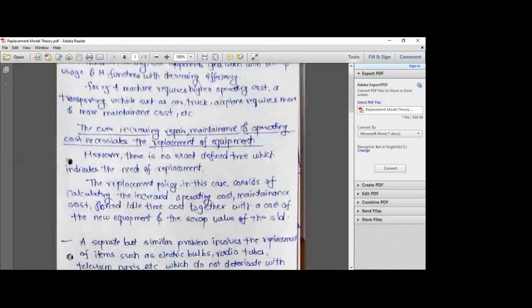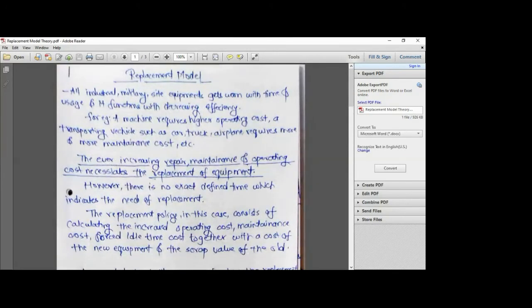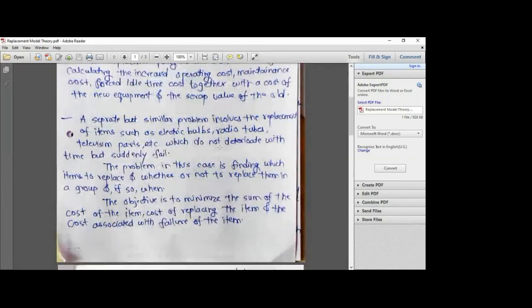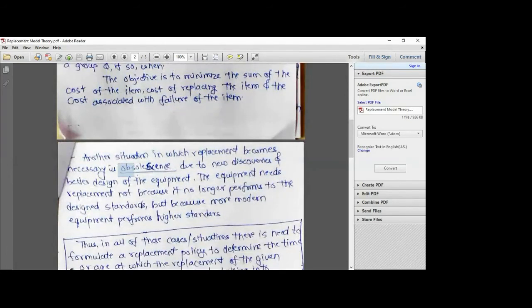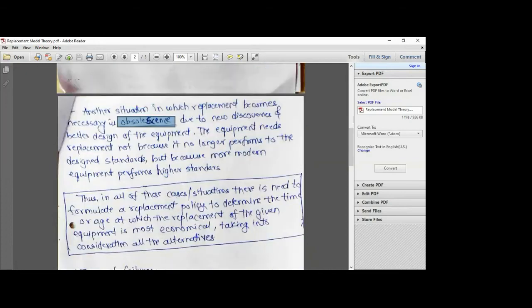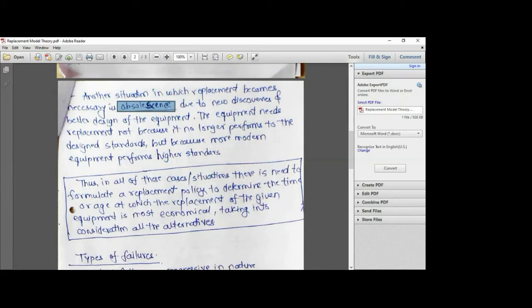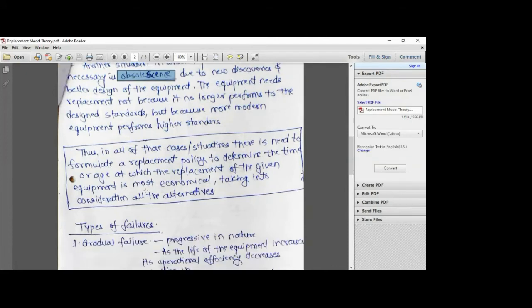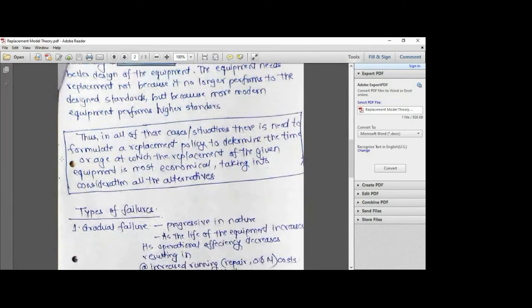So we have seen three cases here. Because of usage, there is a decrease in efficiency. Another case is sudden failure. Some of the items go through sudden failure, and in some cases there is obsolescence, right? Obsolescence is nowadays a big headache, because there are continuously new designs and new discoveries taking place. The technology is changing, and every now and then new equipment comes into the market with higher performance standards than the previous equipment that we have.